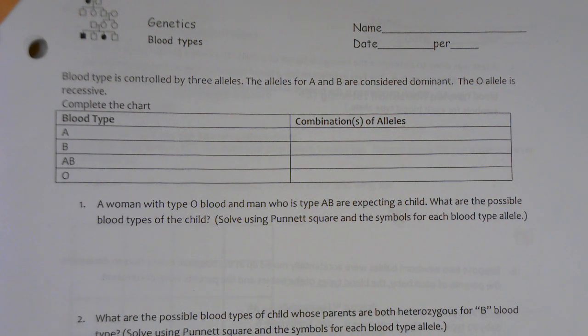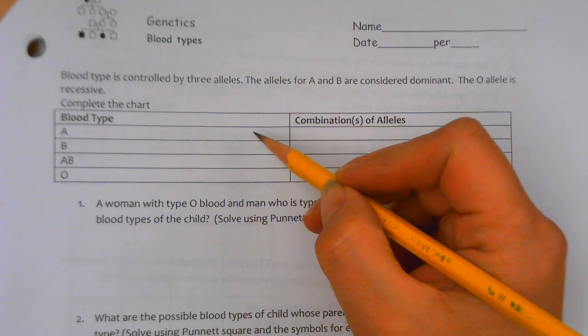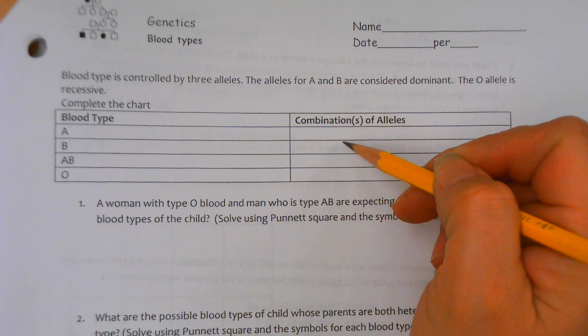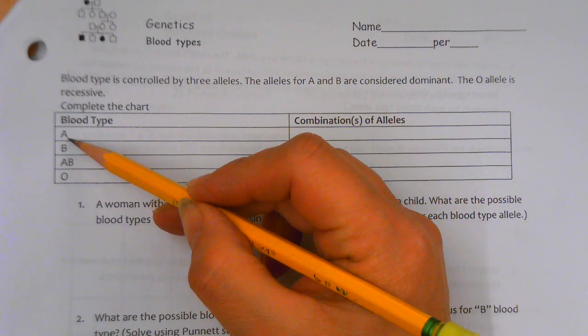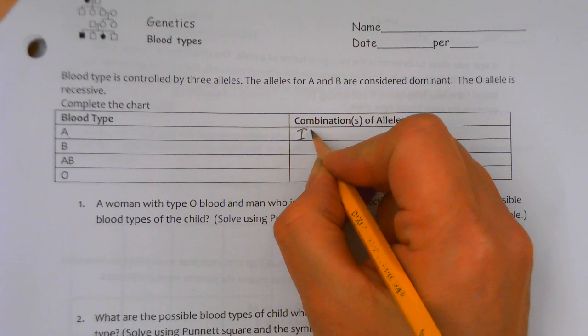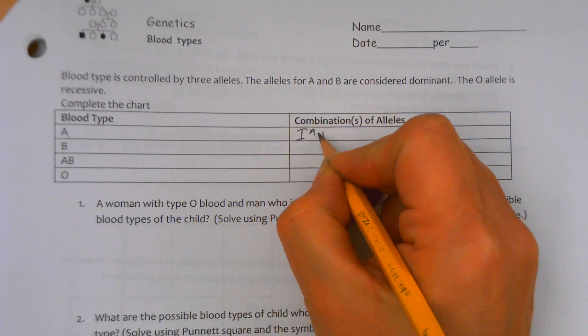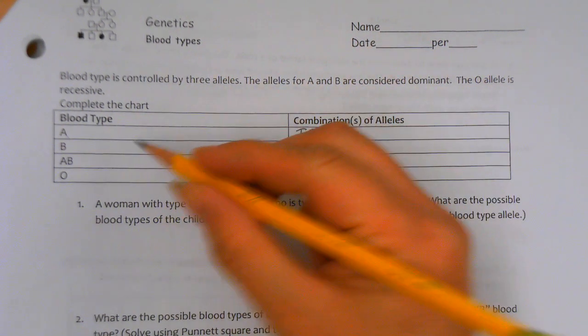How to do blood type problems, take 2. So first things first, on this test you will have to be able to make a key for blood type. So if you have blood type A, you might have an IA from one parent and an IA from your other parent. That would be a homozygous type A.